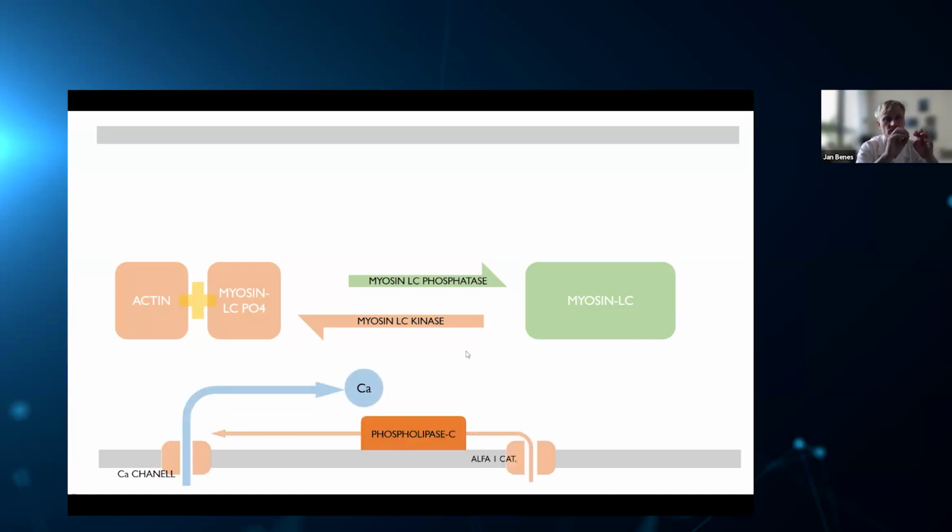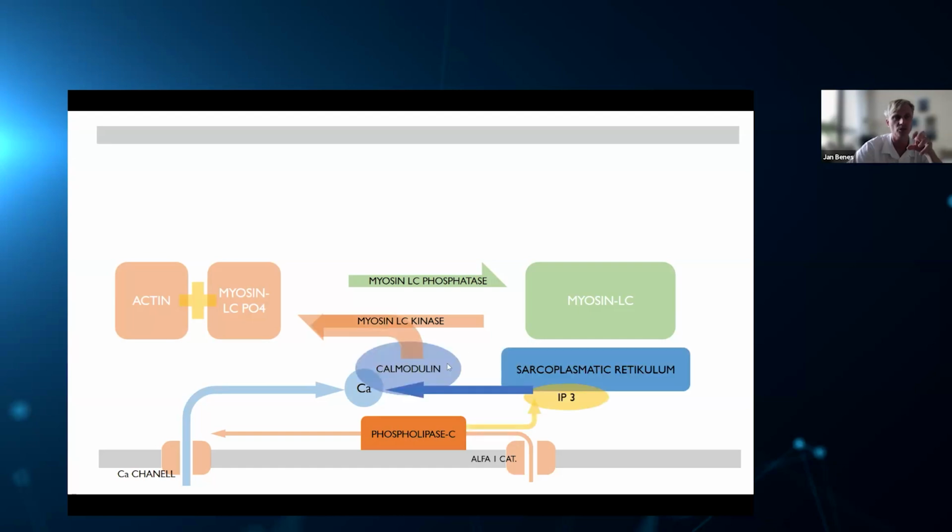The most important receptor is the alpha-1 catecholamine receptor, which is coupled with phospholipase C and calcium channels. So this is what happens in the smooth muscle of the vasculature: an increase in intracellular calcium concentration, and via inositol 3-phosphate, an increase in the activity of myosin kinase and an increase in constriction. So that's the most important pathway for vasoconstriction induced by catecholamines, induced by the alpha-1 catecholamine receptor.